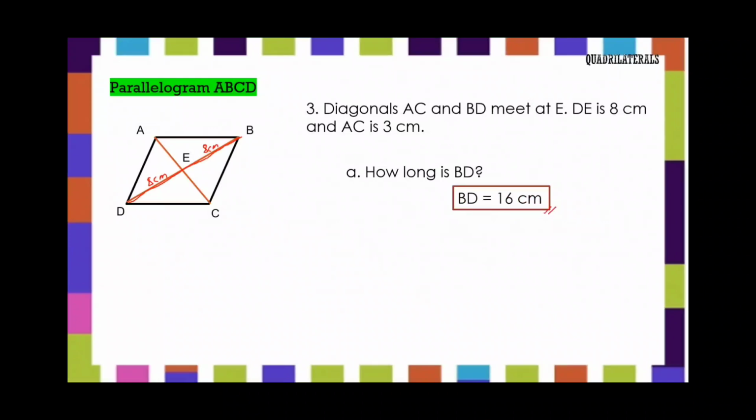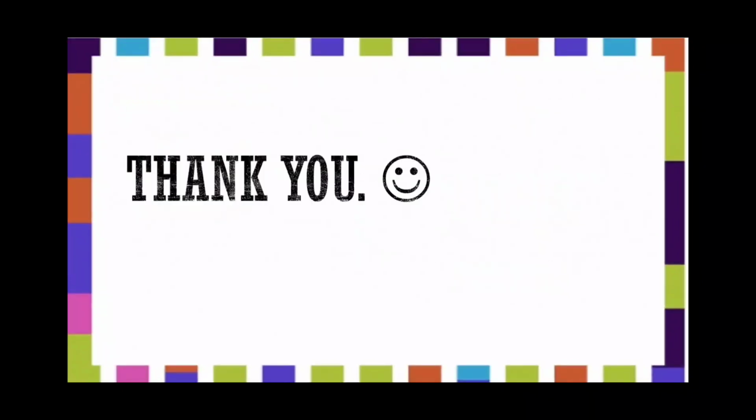Okay? Next one. How long is AE? So, ang hinahanap lang natin ay yung measure ng AE. Ito lang. Ilan daw ang measure nito? If the whole diagonal measures 3 centimeters, therefore, we can say that AE is equal to 1.5 centimeters. Kasi kung yung AE ay 1.5, ang EC ay 1.5 centimeters din. Okay? So, I hope you learned something from this video. Thank you, and God bless us all.